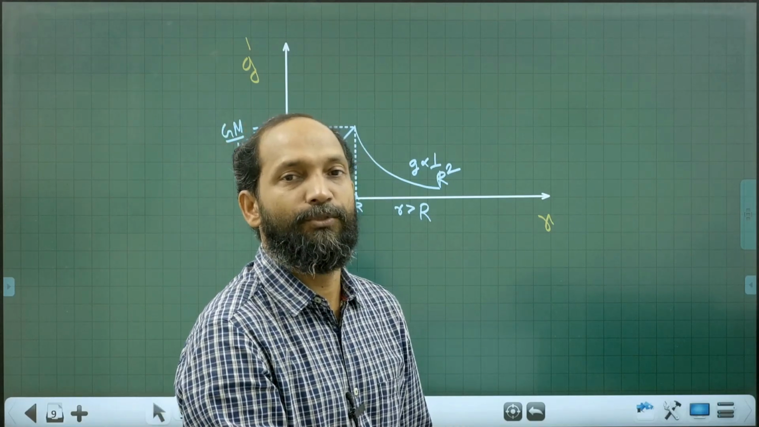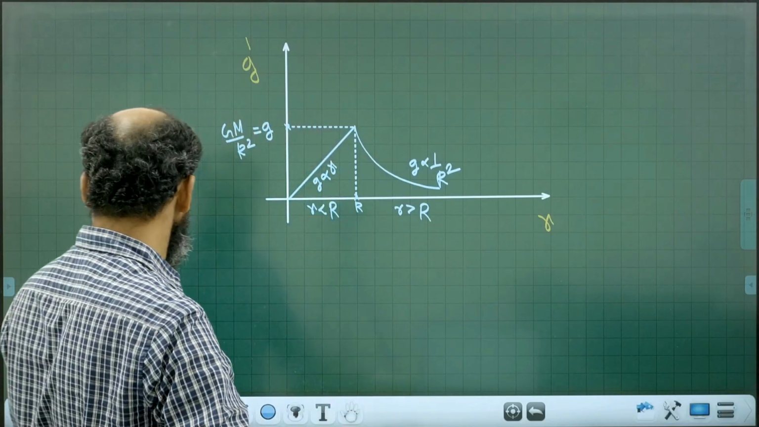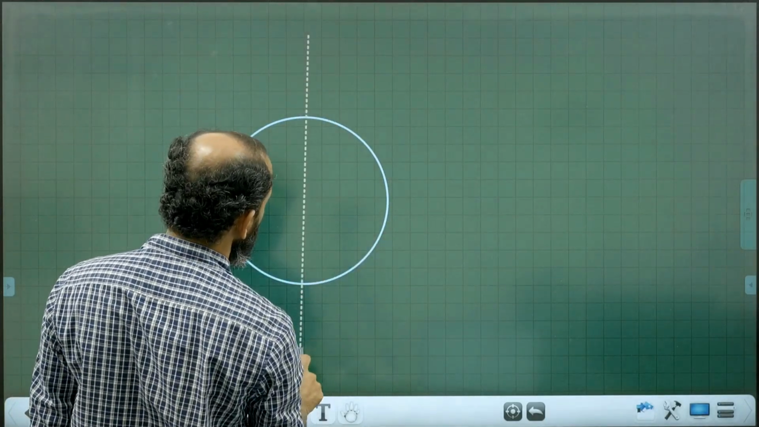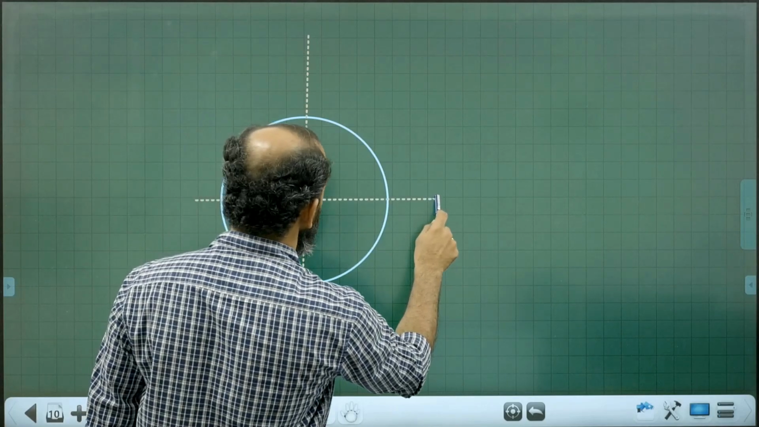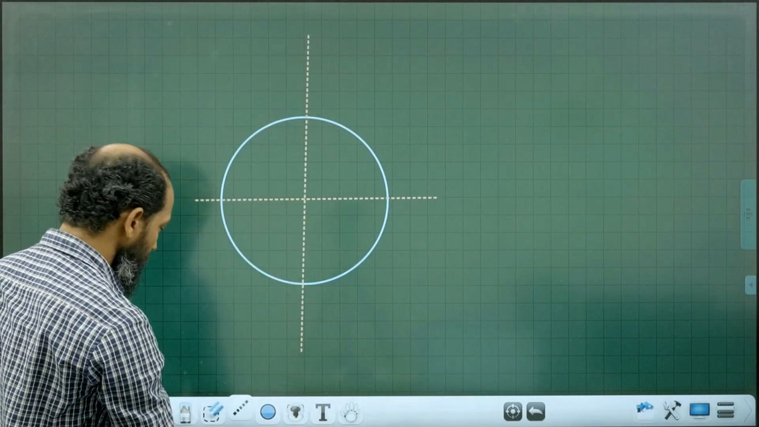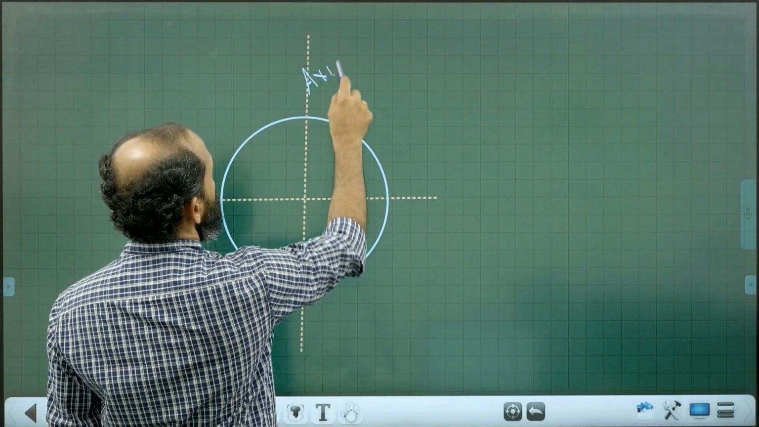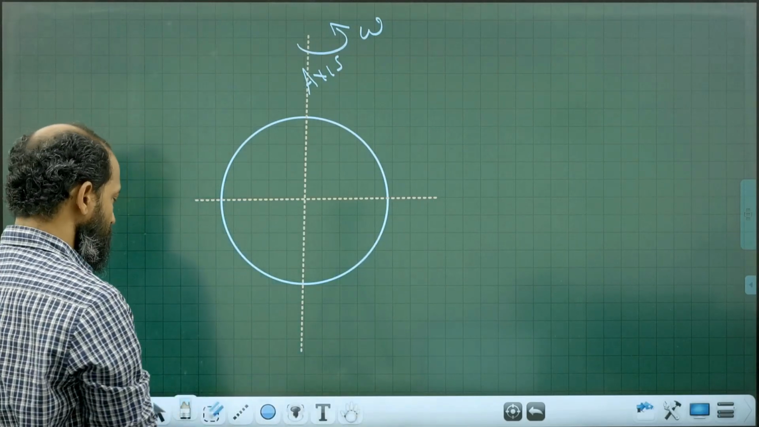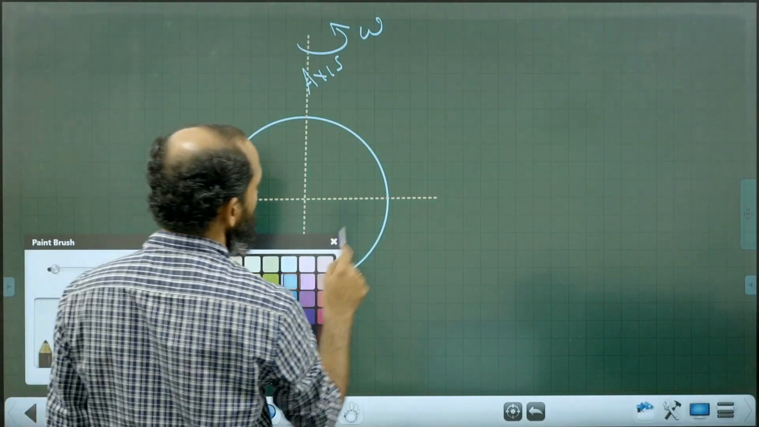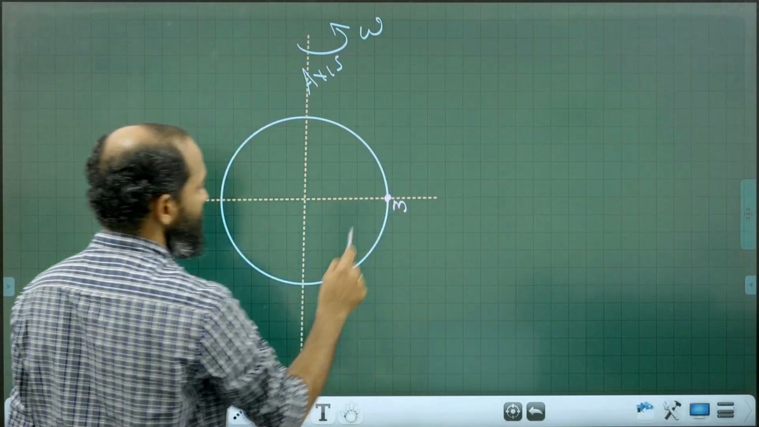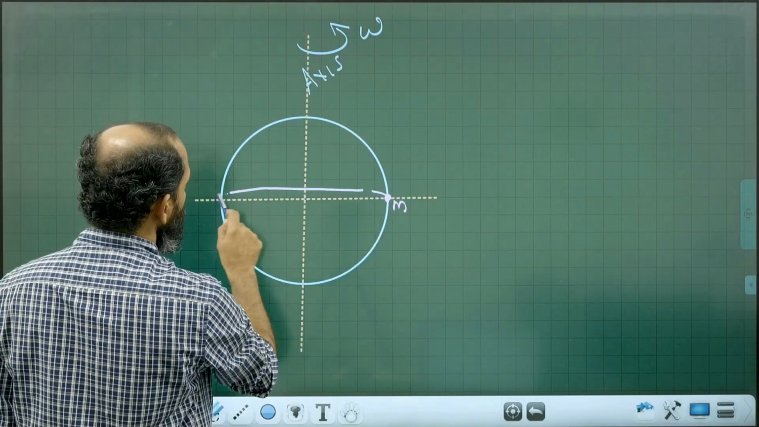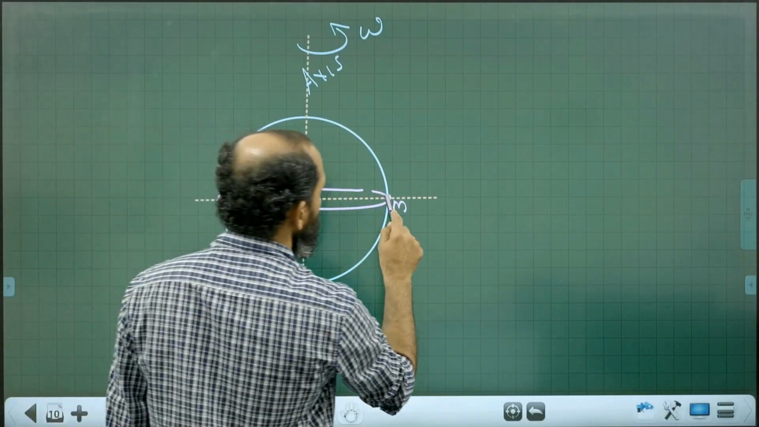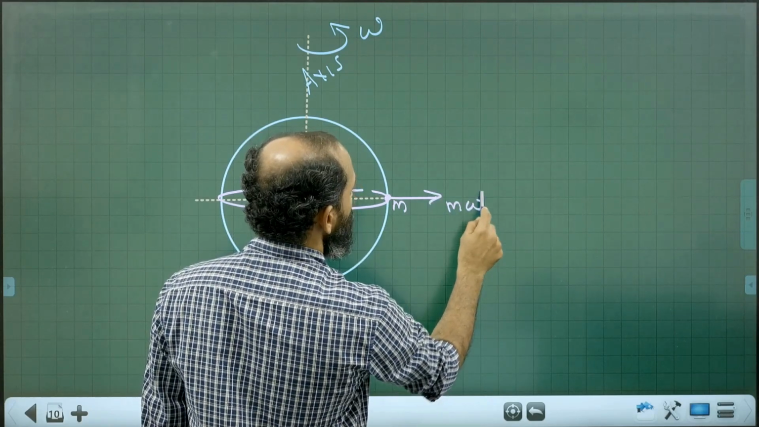Variation of acceleration due to gravity with rotation of Earth is also to be noted. Let this be the diameter, and let this be the axis of Earth. I am not showing the tilt. Earth is rotating with constant angular speed omega. A particle at the equator, of mass m, goes in a circular path acted upon by centrifugal force m omega square R.